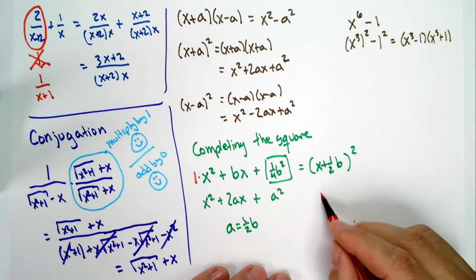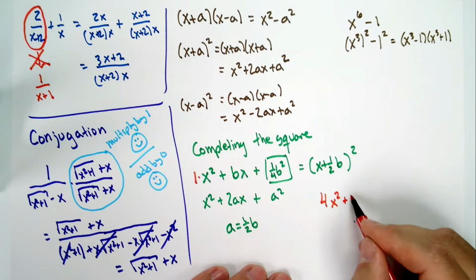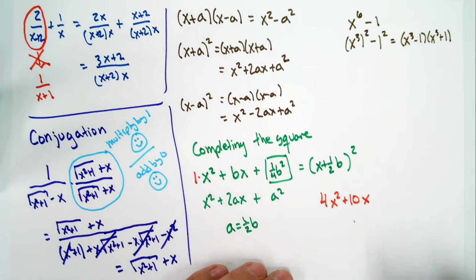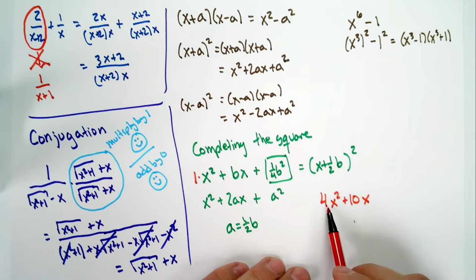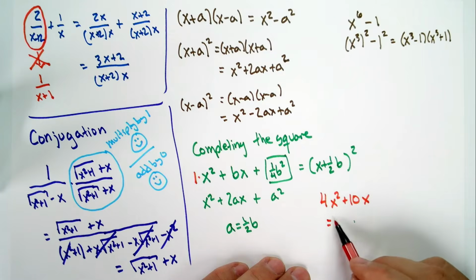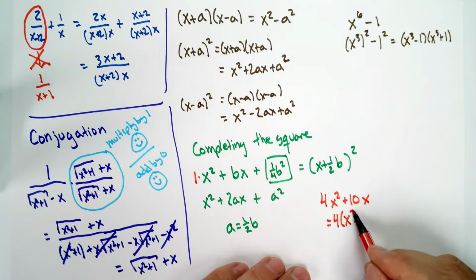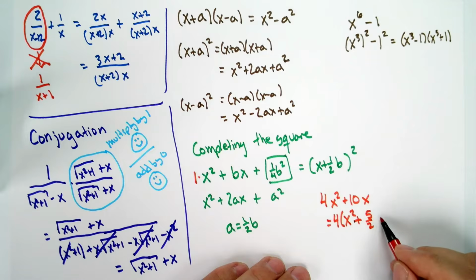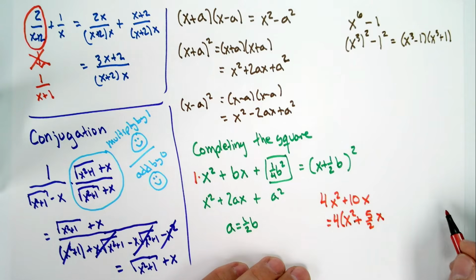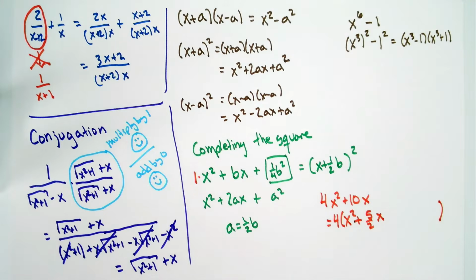Suppose I wanted to talk about 4x squared plus 10x. I want to say, what does that become? Well, I can't just take the 10 and divide by 2 because this is not a 1. So first thing, let's pull the 4 out. So that's x squared plus, now 10 divided by 4, 5/2 x. And leave ourselves a very big gap. Why a big gap? Well, now we're going to do our trick.